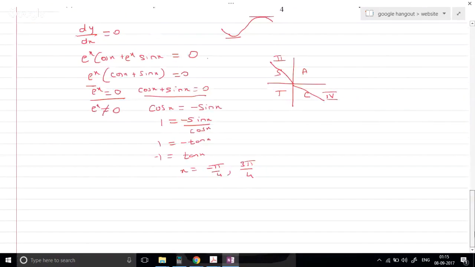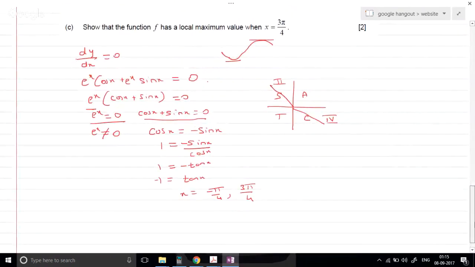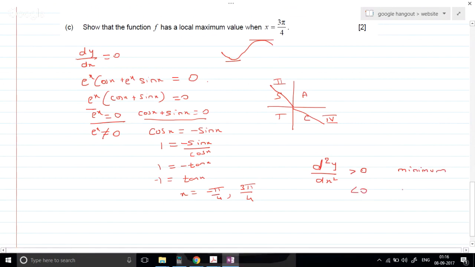Now we got two possible values of x. Now how do you figure out which is maximum and which is minimum? To figure out maximum or minimum, find the second derivative, d square y by dx square. Now the second derivative, when you substitute the value of x, if it is greater than 0, it is a minimum point. If this is less than 0, it will be a maximum point.